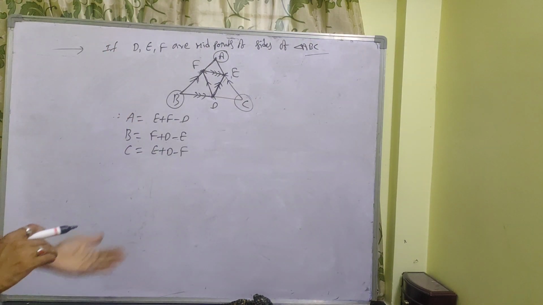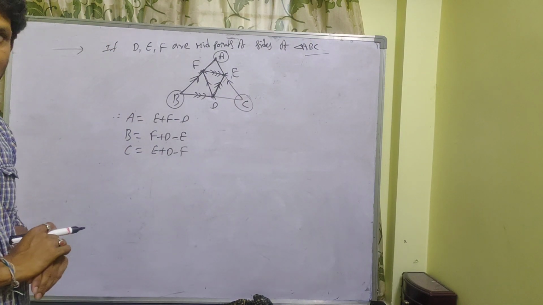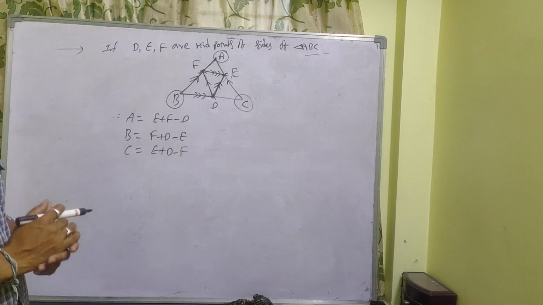Okay, very simply we can find out the vertices of triangle ABC whenever you have the midpoints of the sides.